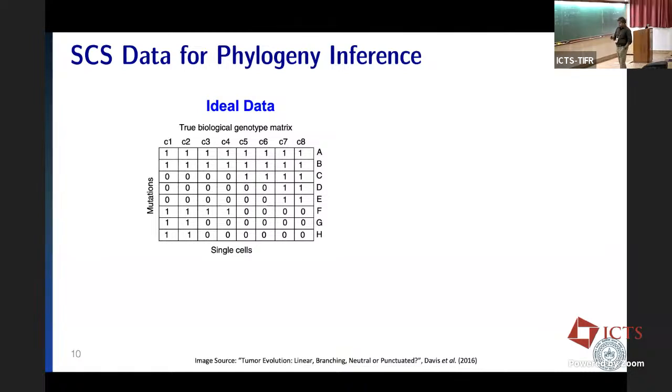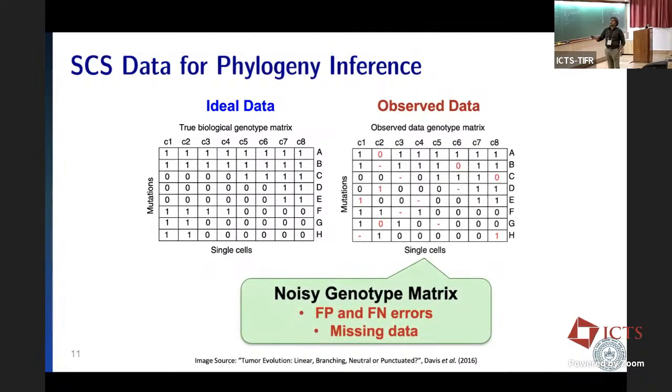Now, where is the problem? The problem is that it is not ideal. Your observed data has a lot of noise. You have false positive errors, false negative errors due to allelic dropout, and then you have some missing data. Now, with this kind of data set, how do you ensure that your phylogeny inference is robust, that you are not making mistakes because of these artifacts?